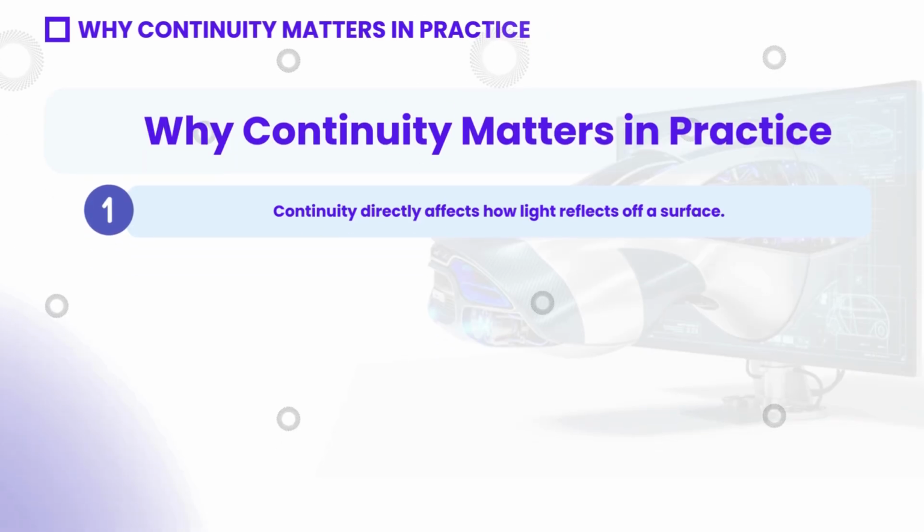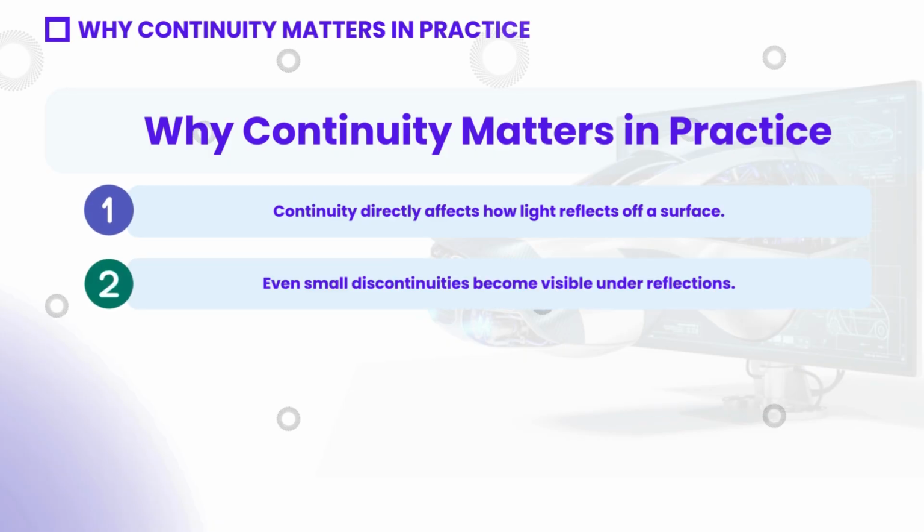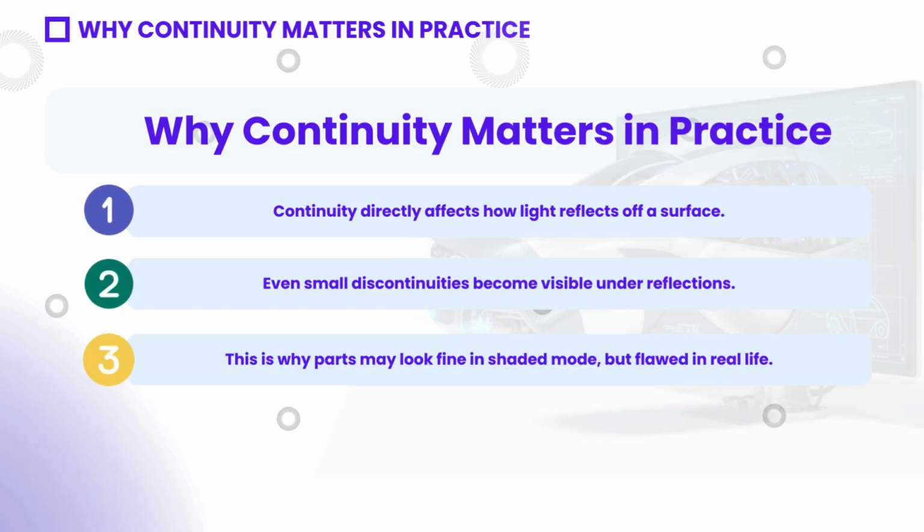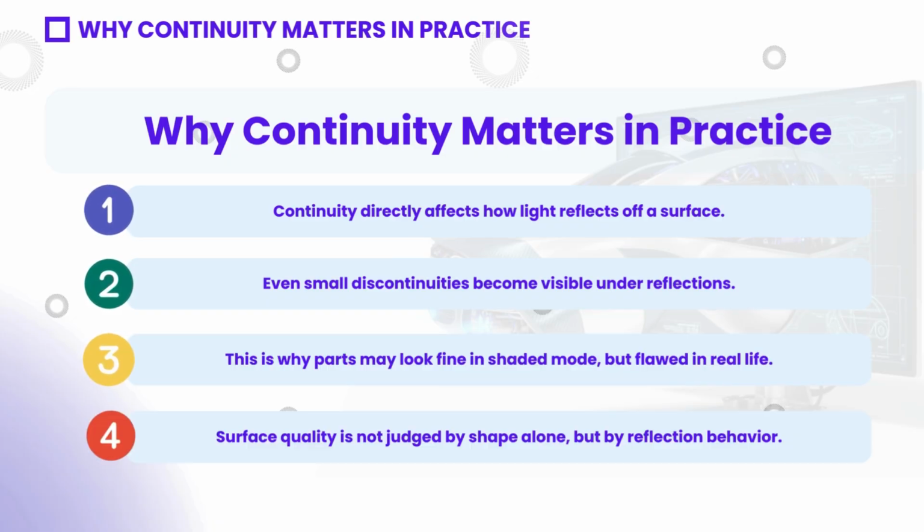Continuity directly affects how light reflects off a surface. Even small discontinuities become visible under reflections. This is why parts may look fine in shaded mode, but flawed in real life. Surface quality is not judged by shape alone, but by reflection behavior.